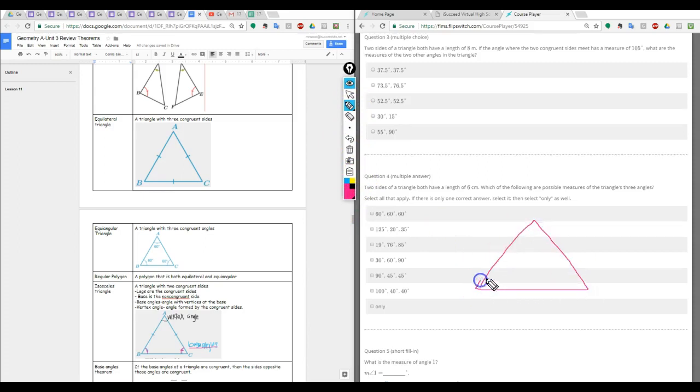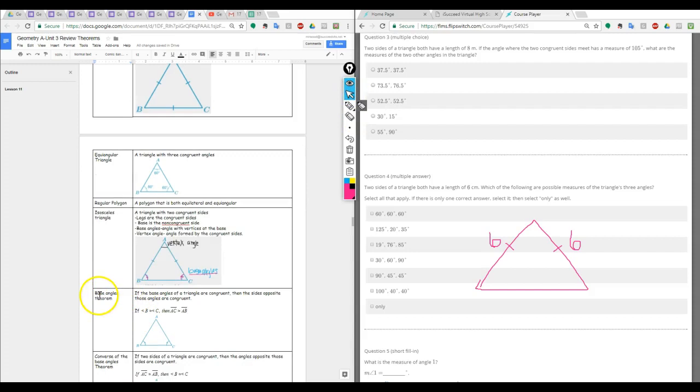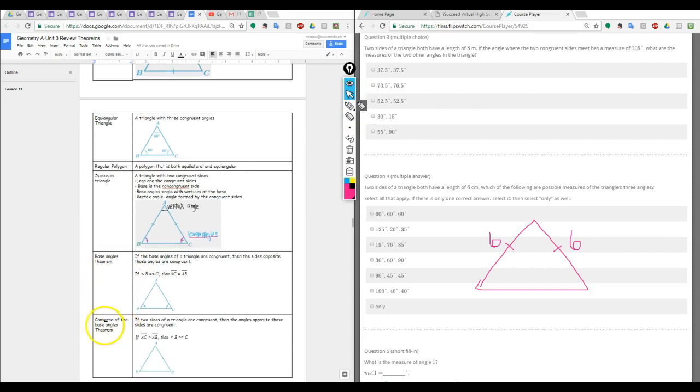Okay, so we have two sides, 6 centimeters. Which of the following are possible measures of the triangle's 3 angles? Well, if we know that the triangle has 2 of the same angles, right here is the base angle theorem, and the converse of the base angle theorem. It says if two sides of a triangle are congruent, then the angles opposite those sides are congruent. So then we know that this angle and this angle, they're opposites.